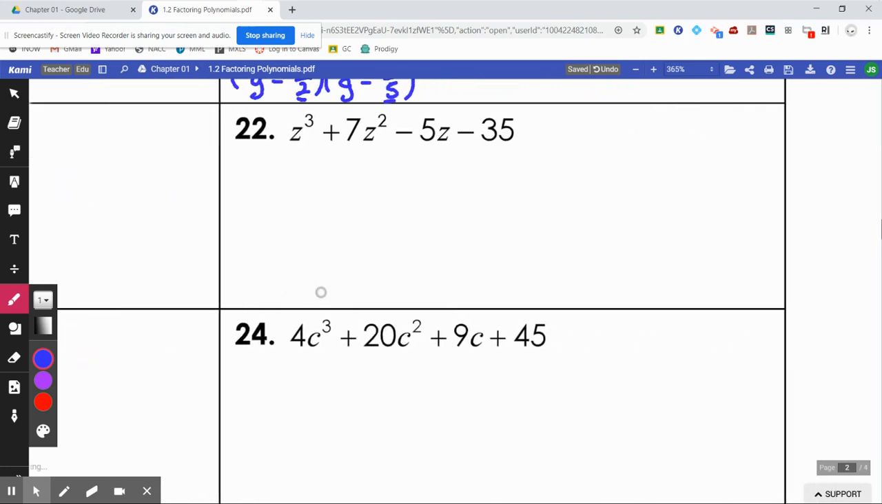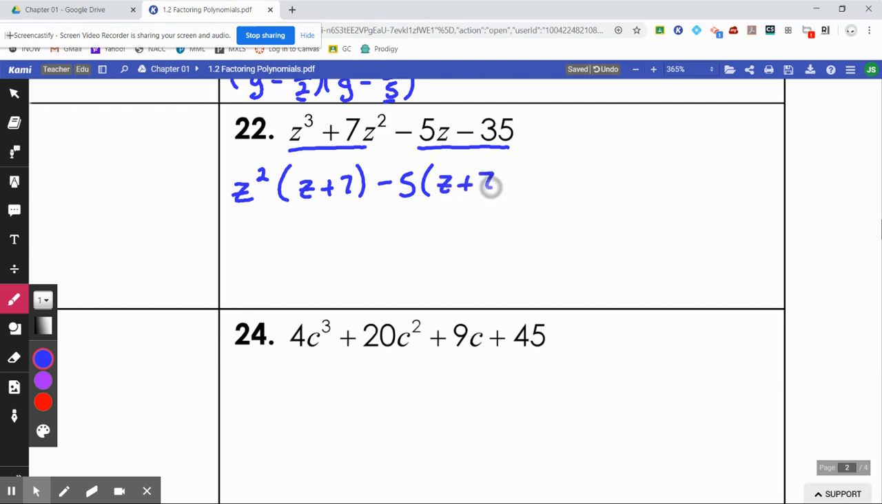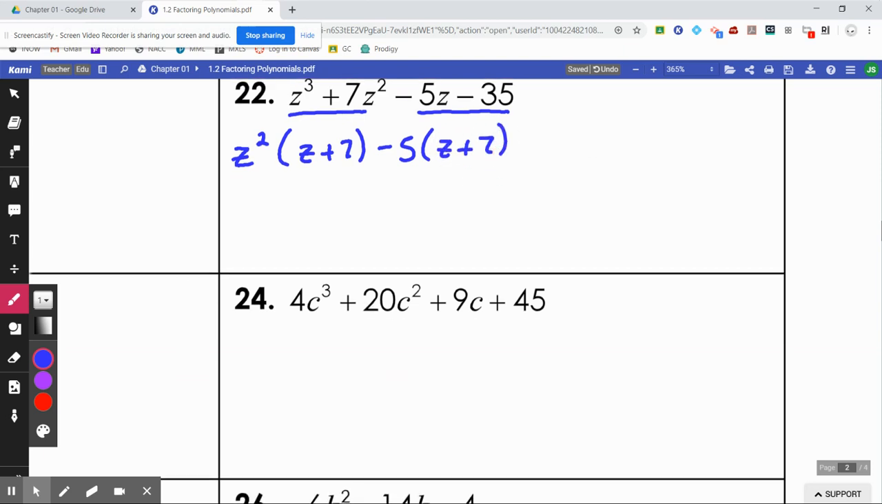Number 22, same thing. Two groups. First group has a z squared in common. Pull it out, you're left with z plus 7. Second group has negative 5 in common. Pull it out, you're left with z plus 7. Again, the stuff in parentheses are the same for both groups.